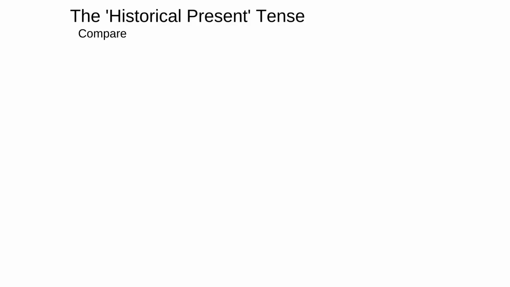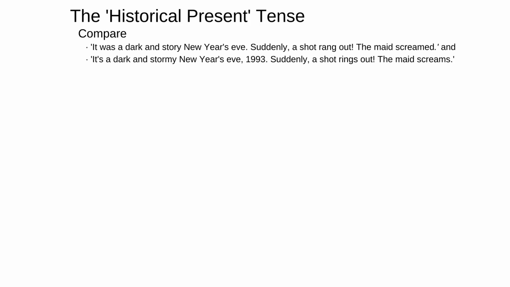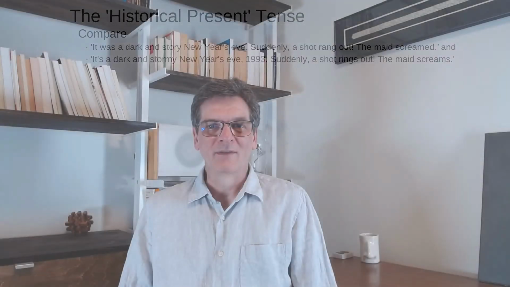The solution to this problem begins with the observation that for every true sentence not in the present tense, there's a corresponding true dated sentence in the so-called historical present tense. This is the mode of speech in which we recount past events in the present tense, either with an explicit or implicit reference to the time at which the events happened. So, for example, it's a dark and stormy New Year's Eve in 1993. Suddenly a shot rings out. The maid screams, and so on. This is merely an artful way of stating what we could otherwise state in past tense English.